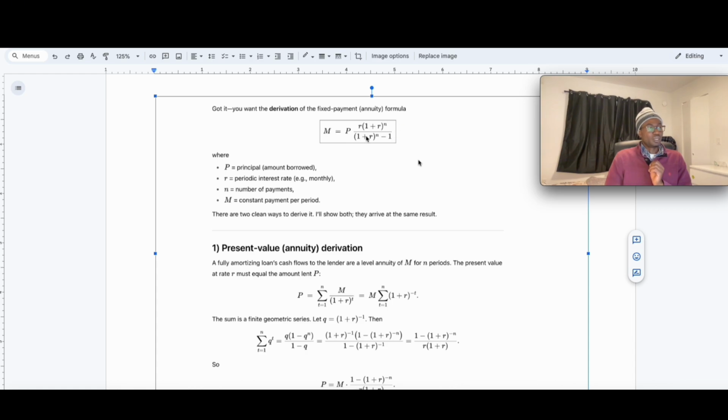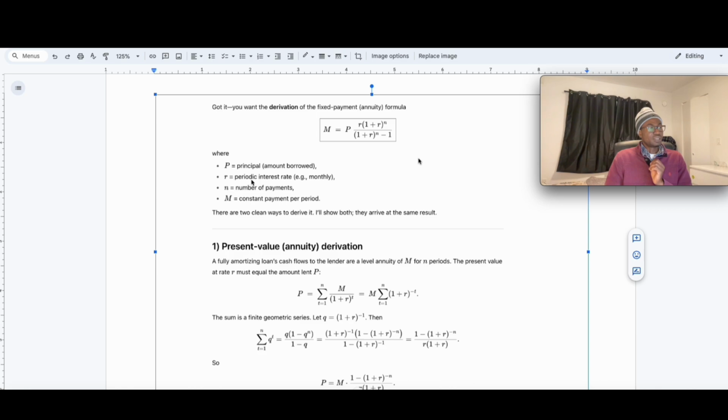So this is the formula, that is P R times (1 plus R) raised to power n, divided by (1 plus R) raised to power n minus 1. So we are going to see how we derive this formula. R is the periodic interest, in this case monthly, and n is the number of payments. Every month we are going to be paying certain amounts.